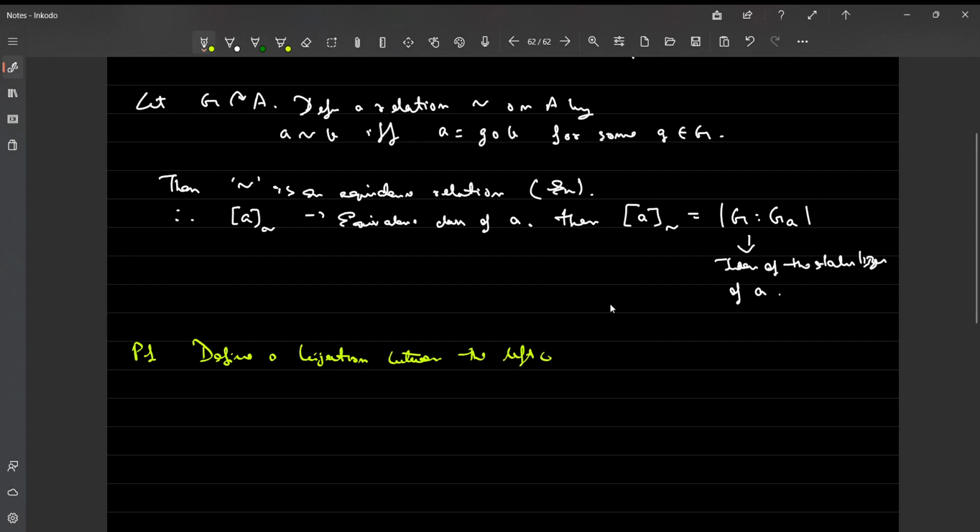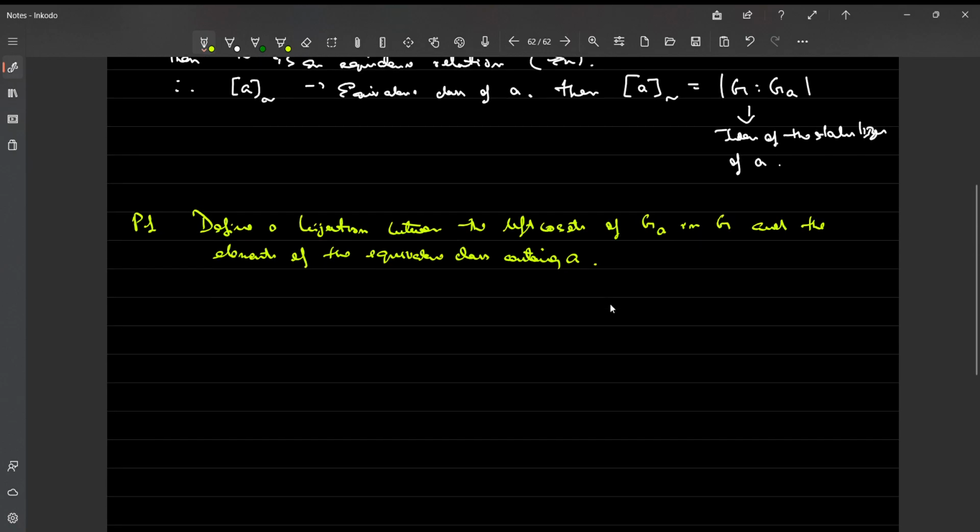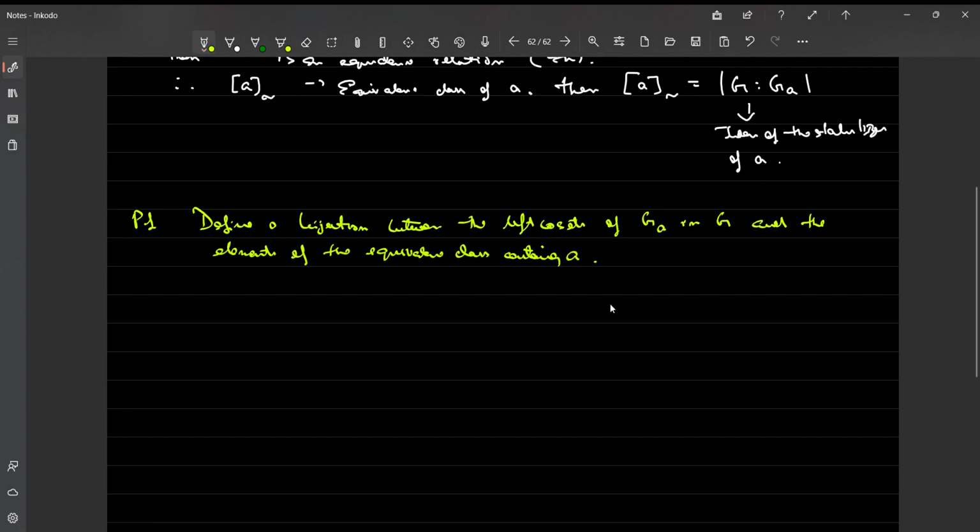Define a bijection between the left cosets of GA in G and the elements of the equivalence class containing A. Clear?